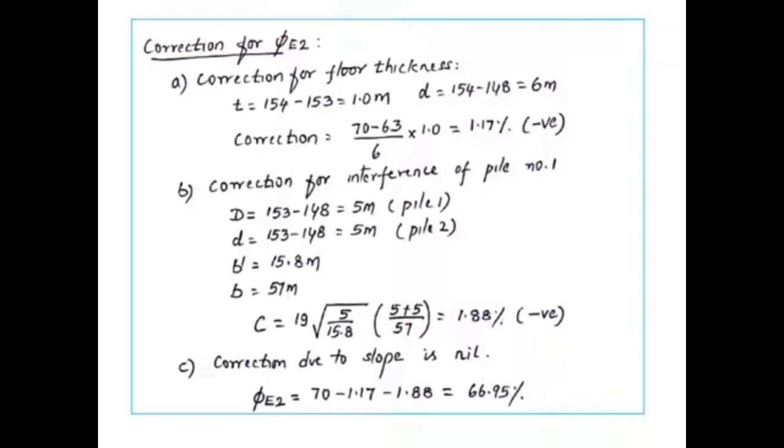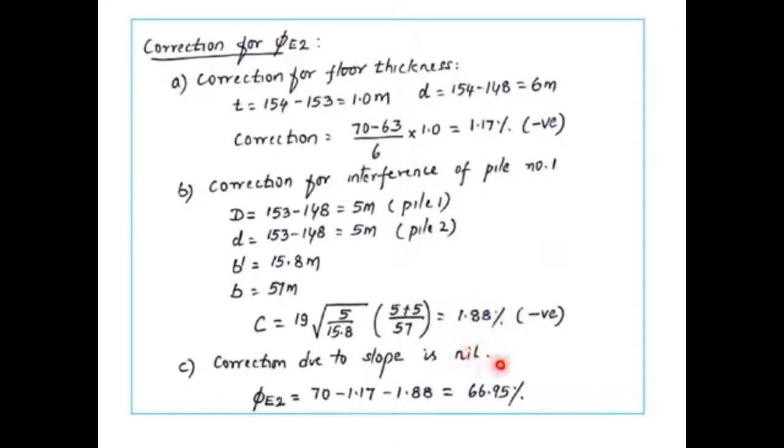Similarly, the correction for the interference of pile 1 has to be, not pile 3, so therefore the depth will be 5 meters. Similarly for pile 1, where the effect has to be taken into account, D is the depth of the pile that is considered, which is 5 meters. So the distance between the two is 15.8, so therefore the correction is applied. Since the point E2 is on the front side, it is negative. Okay, negative corrections to be applied.